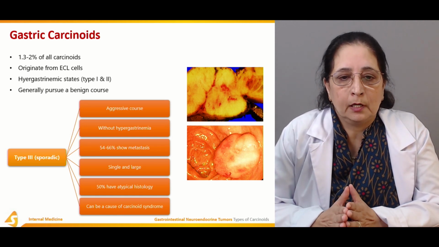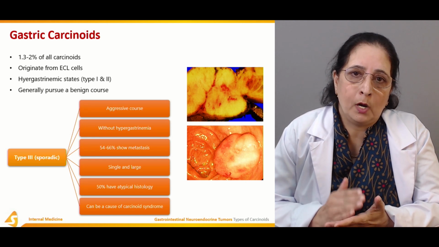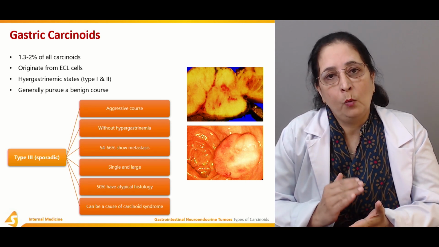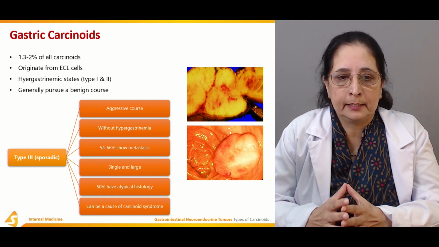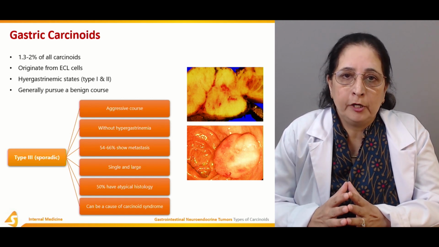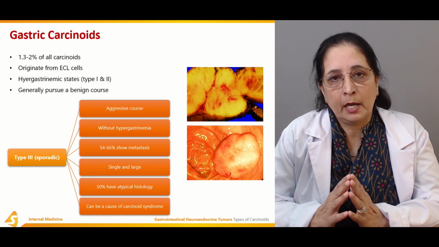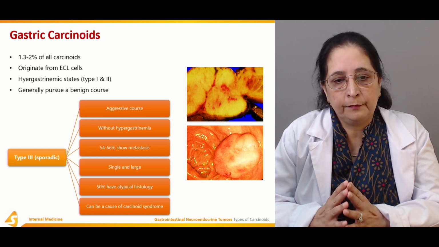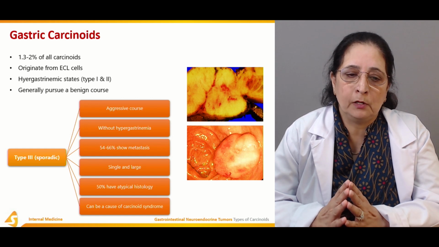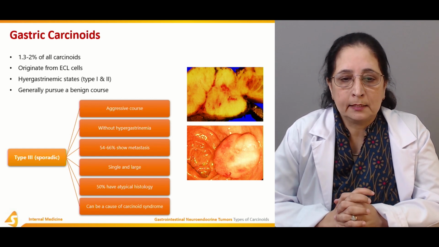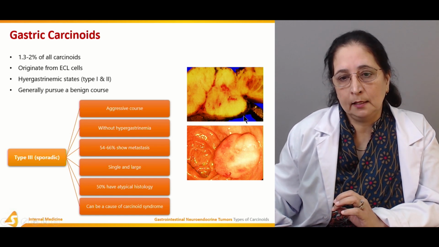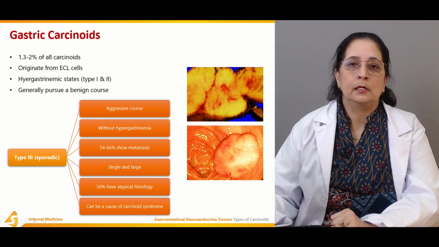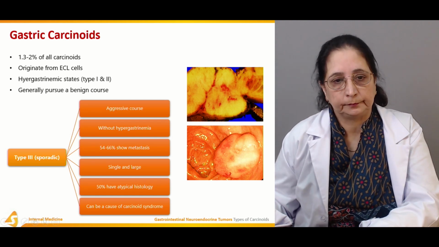So gastric carcinoid, we have type 1, 2, 3. 1 and 2 are hypergastrinemic states, and then type 3 is without hypergastrinemia. 54 to 66% of these can metastasize. They are single and large. You can see single and large can cause carcinoid syndrome.